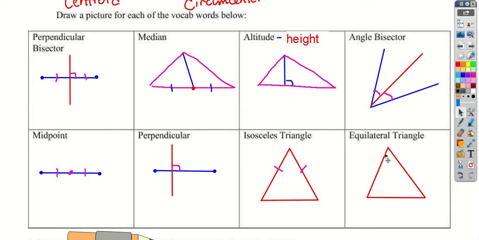And for equilateral, all three sides. Okay?